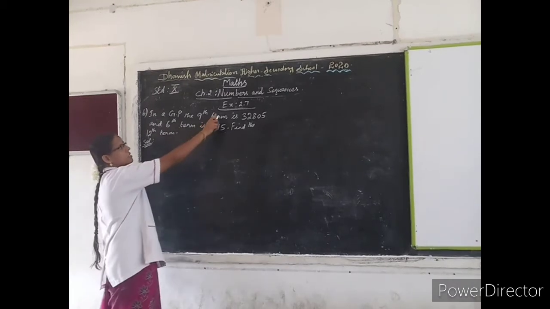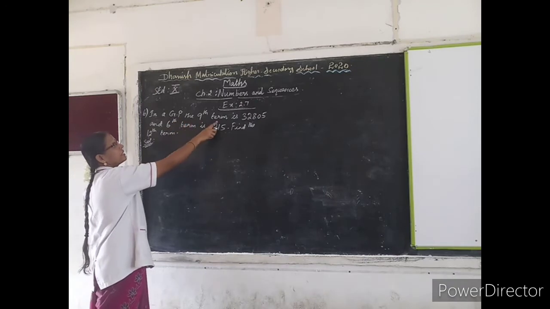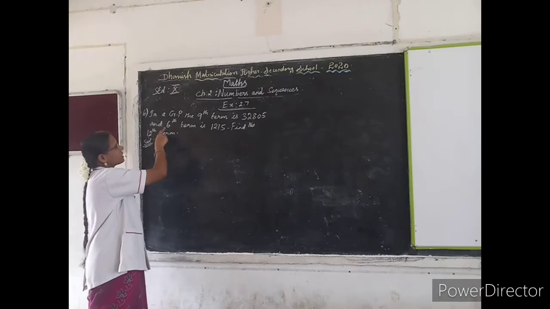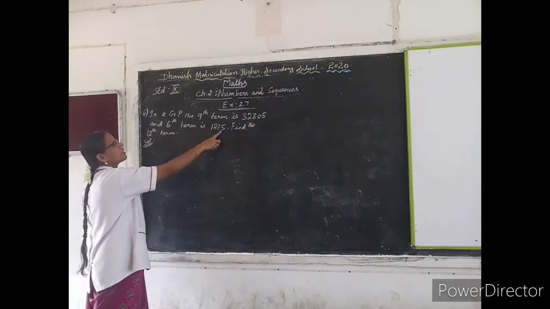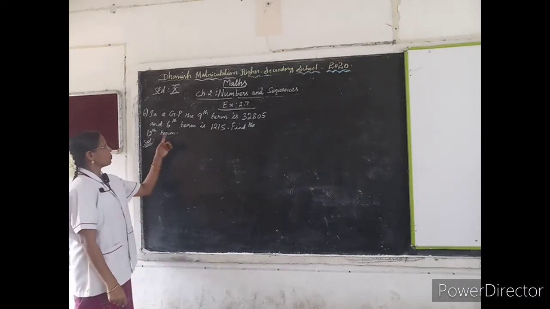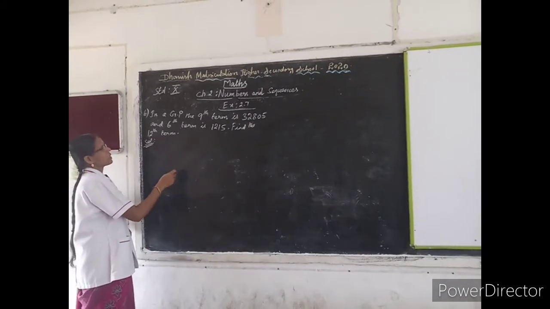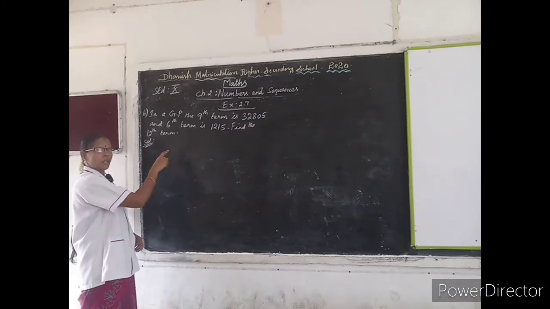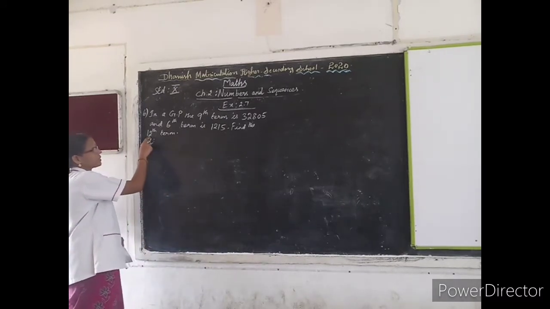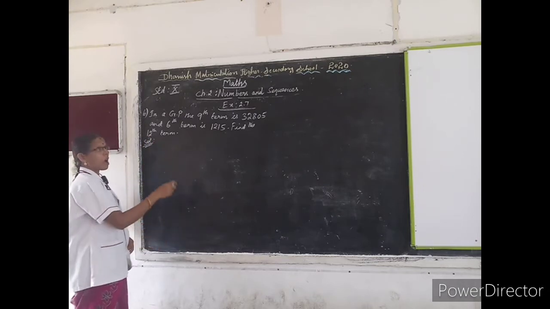Now from exercise 2.7, question number 6. In a GP, the ninth term is 32,805 and the sixth term is 1,215. Find the 12th term. The nth term formula for GP is Tn equal to A r power n minus 1. For that, we want A and common ratio r. N is given, n is 12 here. So first we want to find A and R.